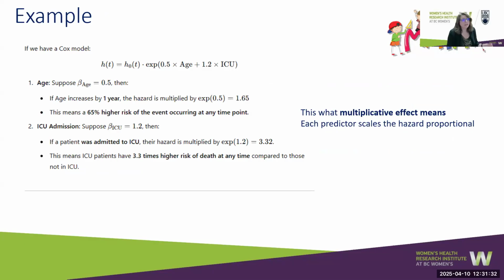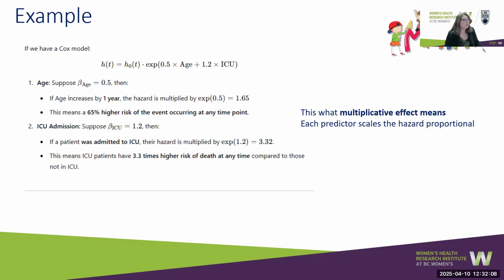So here I give a simple example, assuming we already did the analysis. We say the hazard at time t is the hazard at time 0 multiplied by the exponential of the coefficients: the coefficient for age is 0.5 and the coefficient for being in ICU is 1.2. In this case, if age increased by 1 year, the hazard is multiplied by exponential of 0.5, which gives us 1.65. This means for age, there is 65% higher risk of the event occurring at any time point.